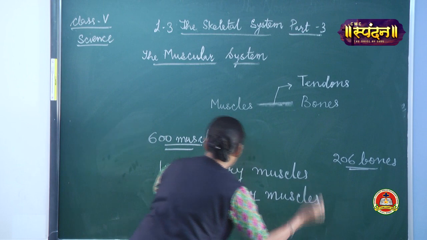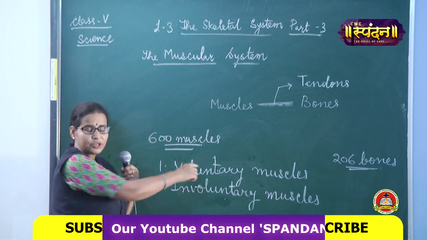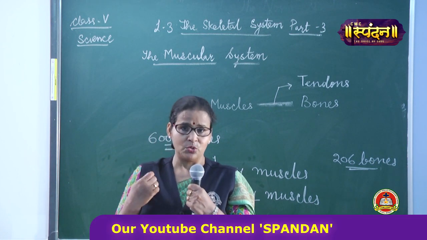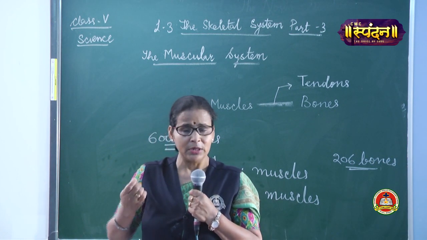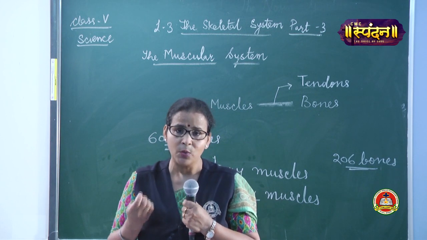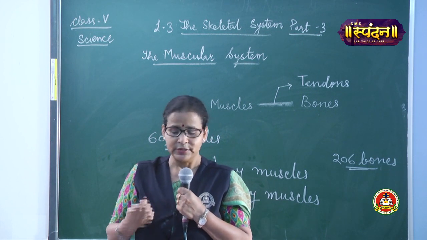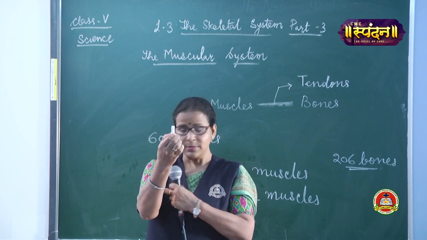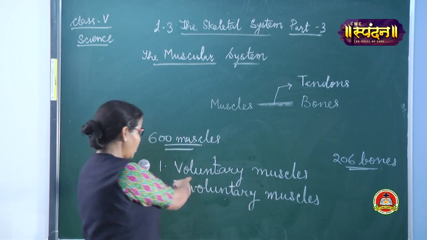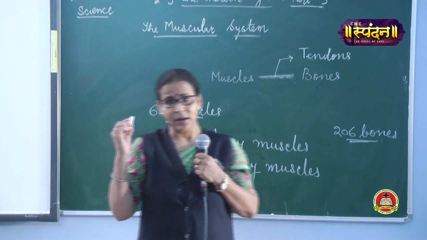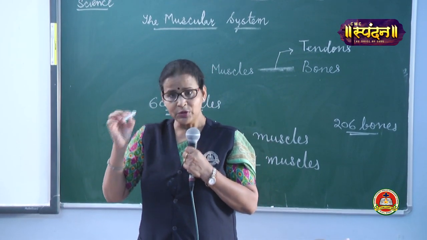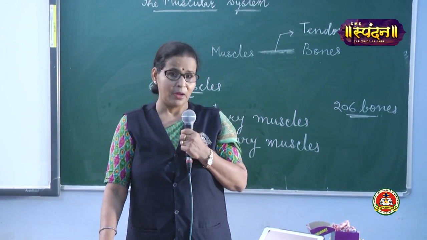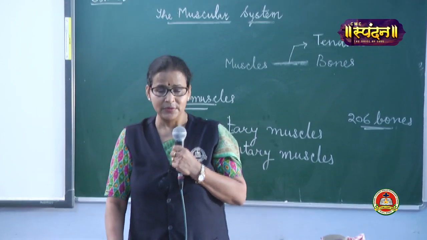Now, as the name suggests, the first kind is the voluntary muscles. Voluntary muscles are the muscles which are under our control. We can command them, we can order them, we can tell them what to do and what not to do, right? Say for example, I want to lift this chalk, so I can lift it. The muscles of my hand are voluntary muscles because they are listening to my order. I want to put the chalk down, I can keep it down. I want to turn my head this way or this way, I can do that, right?